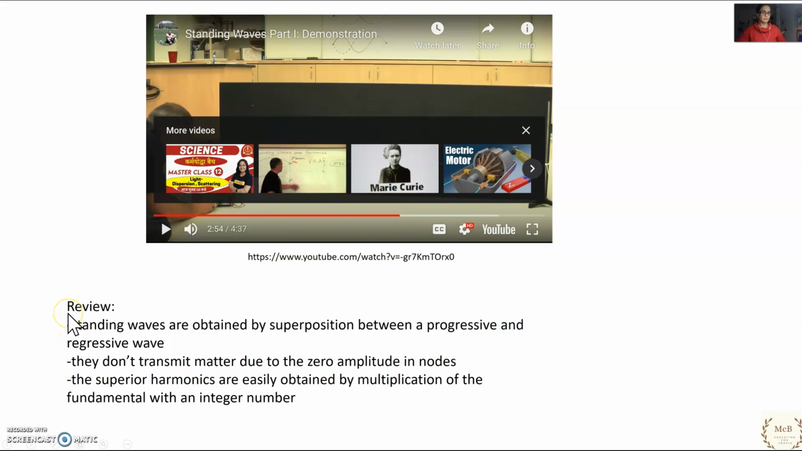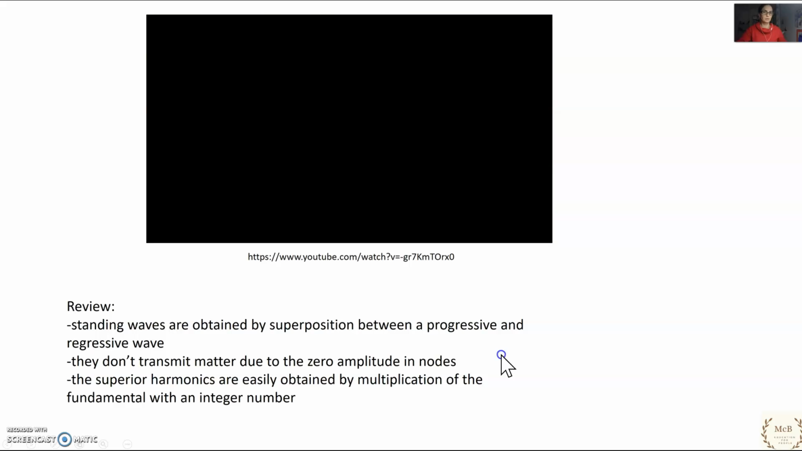As a review, I would like to review the theory I presented to you: the standing waves are obtained by superposition between a progressive and regressive wave. They do not transmit matter due to the zero amplitude in nodes, and the superior harmonics are simply and easily obtained by multiplication of the fundamental with an integer number.